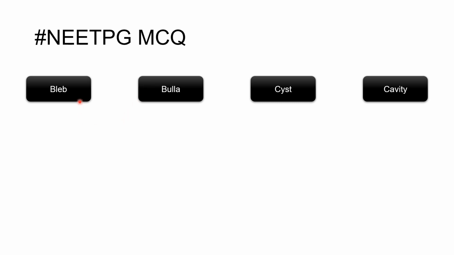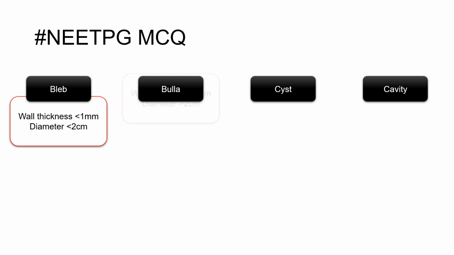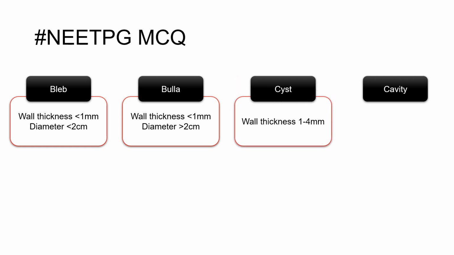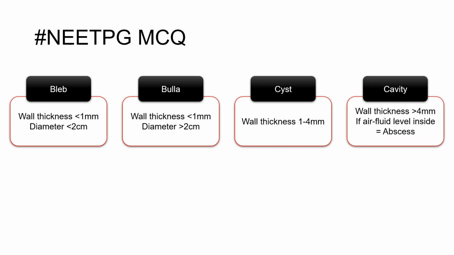What is a bleb, what is a bulla, what is a cyst and what is a cavity? A bleb has wall thickness less than 1 millimeter and diameter less than 2 centimeter. A bulla has wall thickness less than 1 millimeter but a diameter of more than 2 centimeter. What is a cyst? A cyst has wall thickness slightly higher, that is 1 to 4 millimeter, and a cavity has wall thickness more than 4 millimeter, and if there is air fluid level present inside the cavity, it is called an abscess. It's an important NEET PG MCQ.